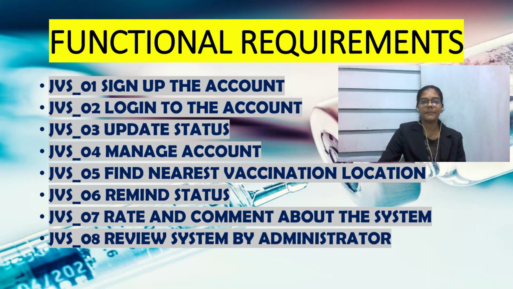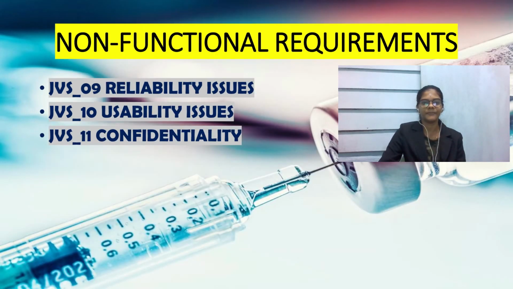JVS08, review system by administrator. The system shall prompt a notification in the administrator account. The administrator will click the notification tab in the account. The system should display the rate and comment given by the user. The administrator can view and reply to the comment given by the user.